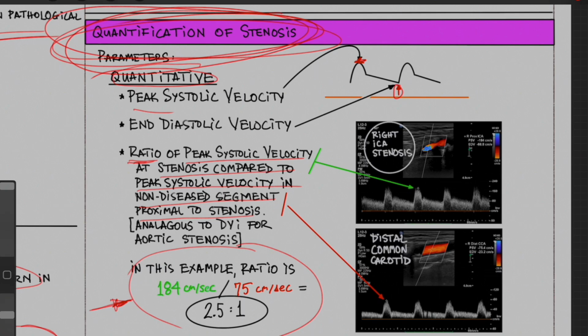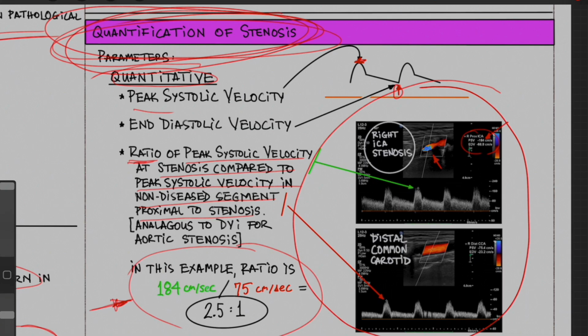So let's see. This is an example here of doing the calculation. This is in the right ICA. The main number that you're looking at when you read the test is just, boop, look at this number over here. 184 centimeters per second is the peak systolic velocity.